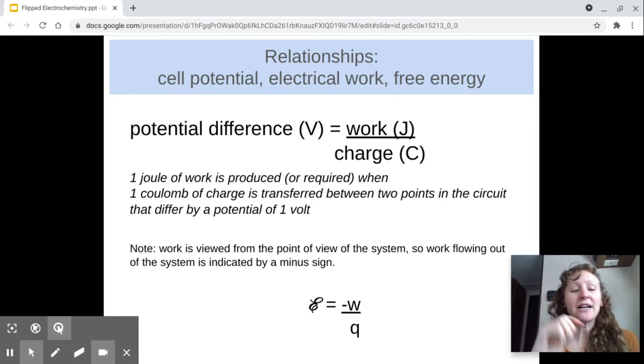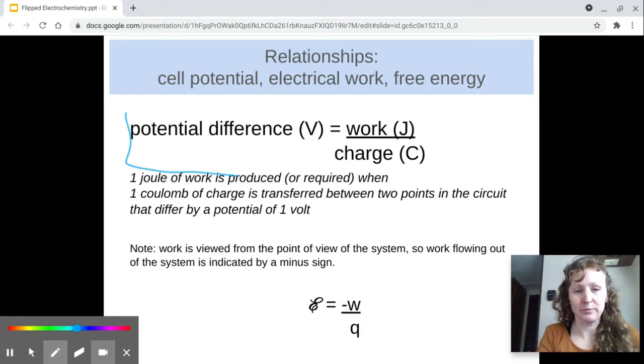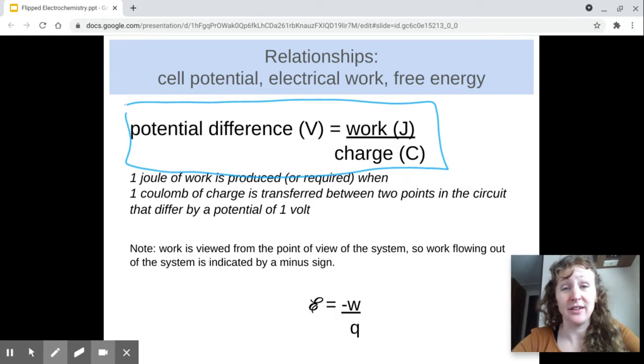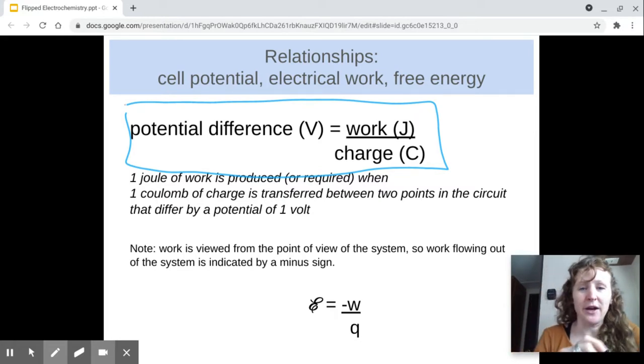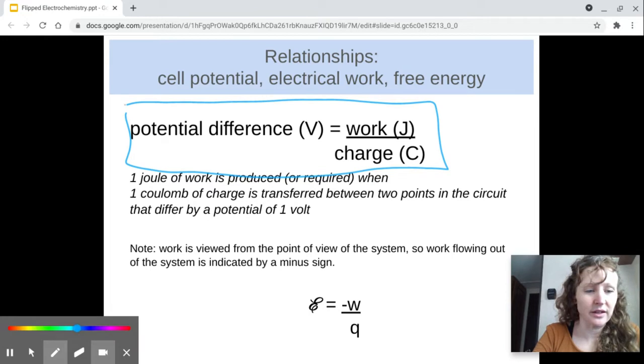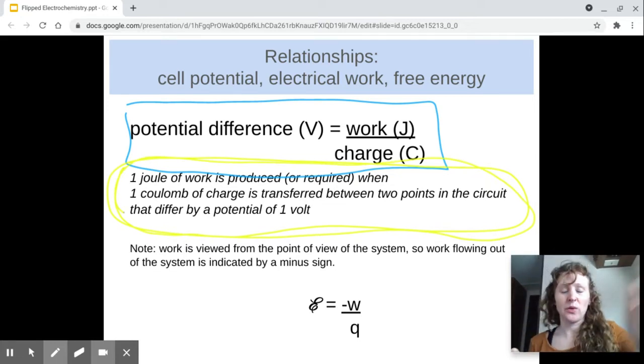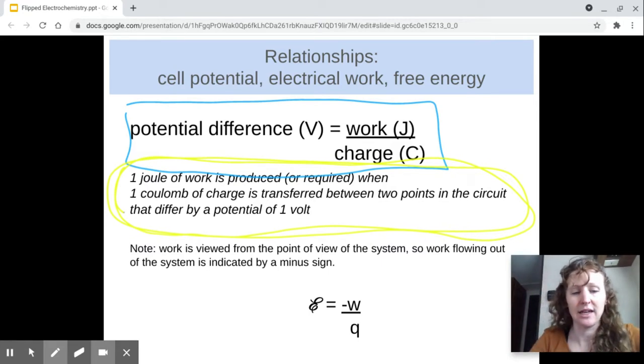Okay, so notice on the board I have this equation. Potential difference in volts is equal to work in joules divided by charge in coulombs. Okay, so we're going to talk about this equation for a little bit here, but really this explanation here is probably more important than the actual equation. So let's just take a minute and read through this and let the meaning sink in here.